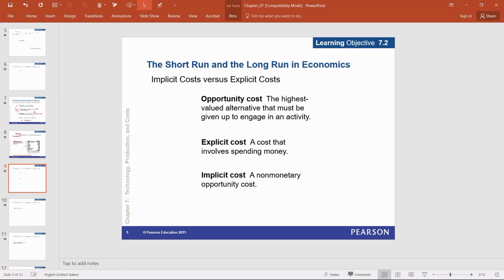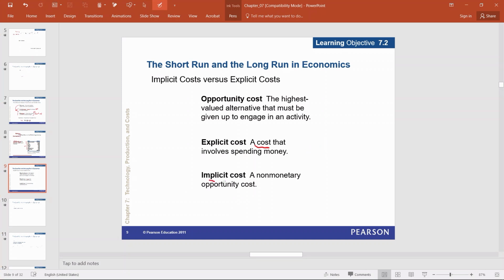Explicit cost, a cost that involves spending money, so you know the exact value of this cost. So you know the value of rent, you know the value of salary, you know the amount of utilities you will pay. You know them all, or the firm knows them all.